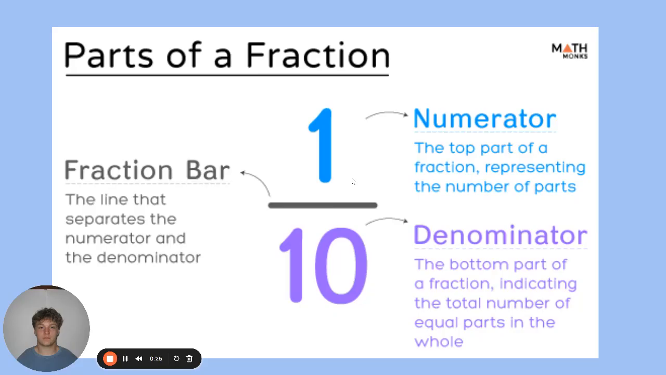Parts of a fraction. The top number is the numerator. It is the top part of the fraction representing the number of parts. In the middle, we have the fraction bar. It is a line that separates the numerator and the denominator. The bottom number is the denominator. It is the bottom part of a fraction, indicating the total number of equal parts in the whole.